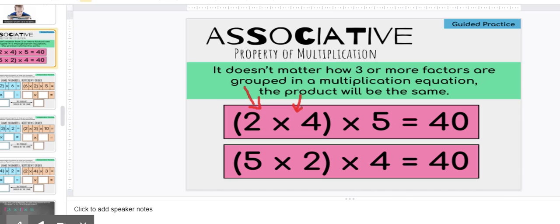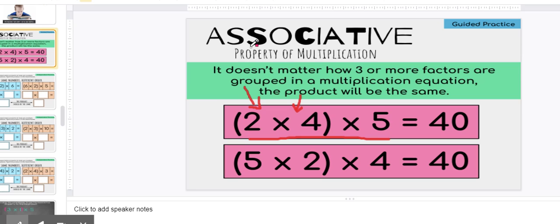So what's nifty here is that the associative property, when you have a big long string of numbers that you're multiplying together like we have here, what you can do is you can move your parentheses, right? So I like to think of these little parentheses. I like to think of them kind of like little social groups.